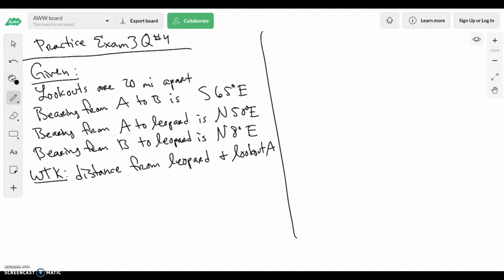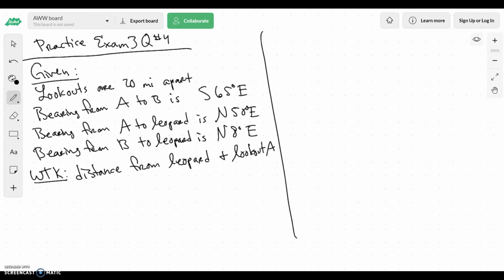Okay, so let me do question number 4 on practice exam 3. So this is what we're given. We're given that the lookouts are 20 miles apart. The bearing from A to B is south 65 degrees east. The bearing from A to the leopard is northeast 50 degrees. The bearing from B to the leopard is northeast 8 degrees.